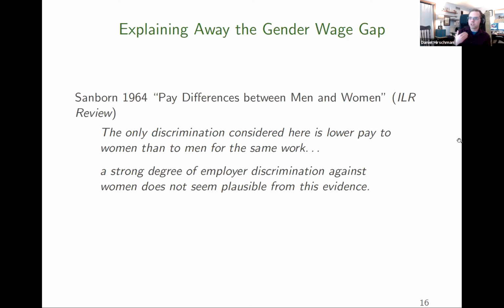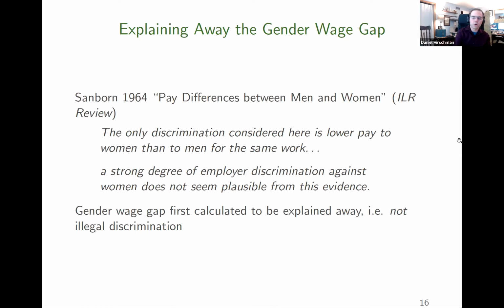What he does in the paper is try to identify the amount of discrimination that results from lower pay to women than to men for the same work. That is the sort of discrimination that would be illegal under the Equal Pay Act. By the end of the paper, after looking at other variables like years of experience and education, he argues that a strong degree of employer discrimination against women does not seem plausible from this evidence. That is, he calculates the gender wage gap at the beginning of the paper and uses the rest of the paper to explain it away as not resulting from illegal discrimination.